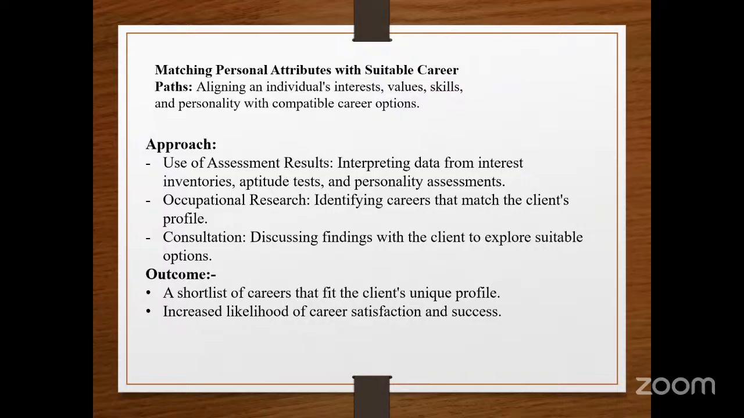Okay, after that you can identify the careers that match the client's profile, and according to that you are counseling the person so that he or she can explore the suitable options. Okay, an outcome will be at the end a short list of careers that will fit the client's unique profile. It will help the client to choose a satisfying field or be successful in the future. Next slide, please.